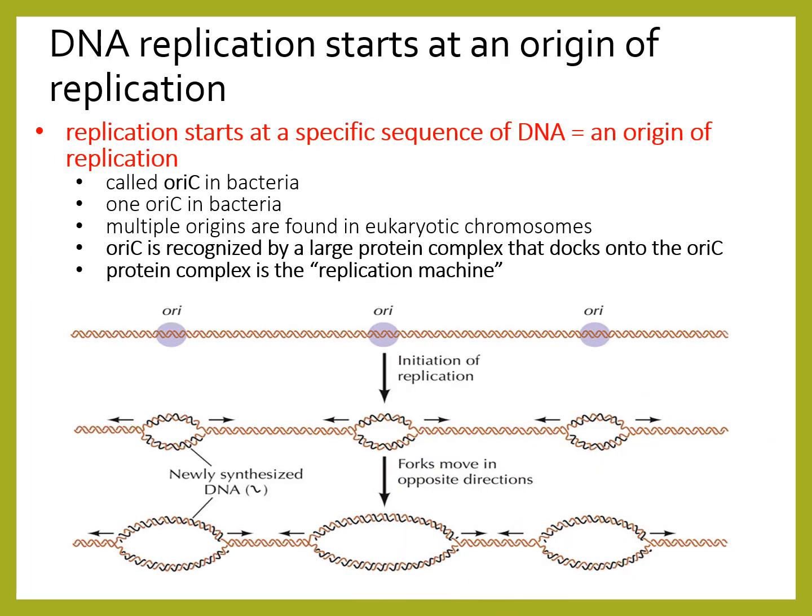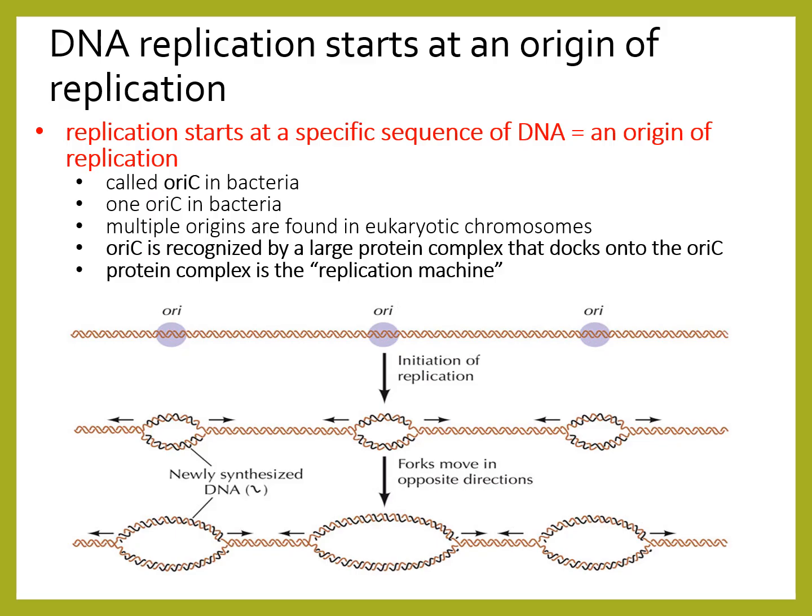DNA replication doesn't just start at any random sequence of DNA. It begins at a specific sequence of DNA called an origin of replication. In bacteria, it's called OriC. O-R-I-C. And because bacterial chromosomes tend to be only one, and it's a nice big circular piece of double-stranded DNA, they have one origin of replication.